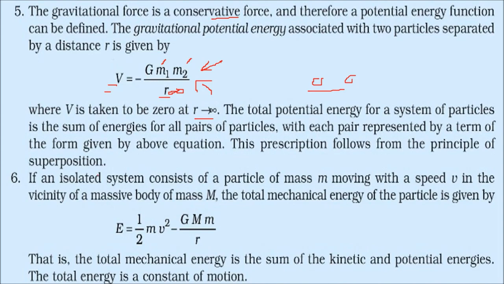If you talk about an isolated system, say it consists of a particle of mass m moving with certain velocity v in the vicinity of a massive body M, the total mechanical energy of the particle will be given by E = 1/2 mv² - GMm/r. This means that the total mechanical energy (TME) is the sum of kinetic energy and potential energy. So the total energy is a constant of motion.